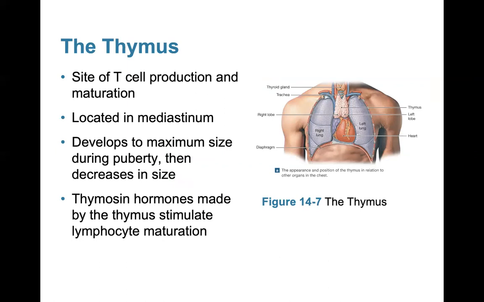Remember, from early childhood all the way up through teenage years, that's when you're being exposed to the most pathogenic things. So that's why you're building up most of your immunity during those years. As you get older, past puberty, things start to atrophy, and you're not developing as many new antibodies, just because you've been exposed to a lot of things already. The thymosin hormones are made by the thymus, and they stimulate lymphocyte maturation.